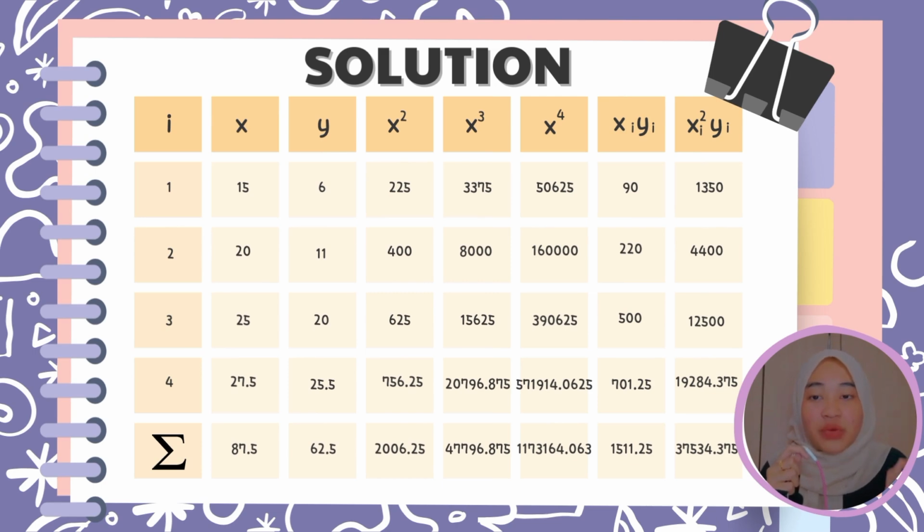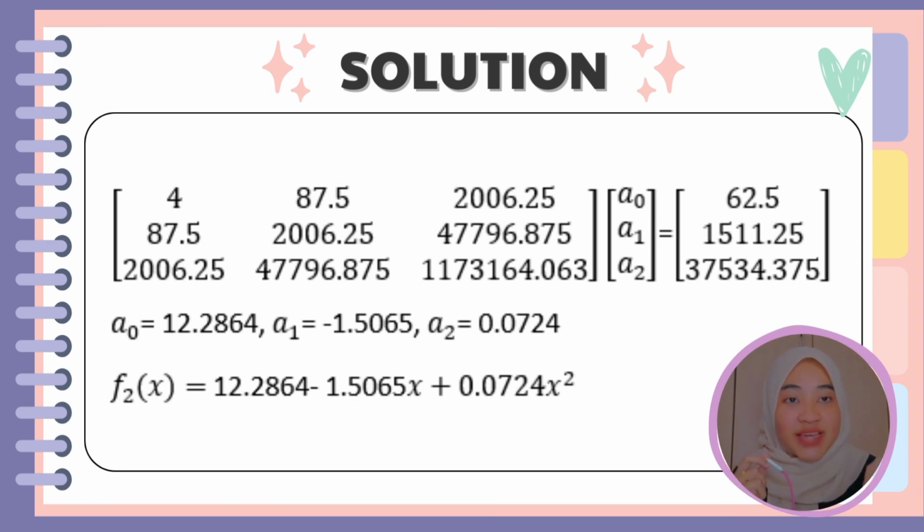Moving on. We will continue with another 4 pairs of coordinate points to find our second equation of the curve. We use the same method as before. We find the summation values of x, y, x squared, x cubed, x to the power of 4, xy, and x squared y. Therefore, our second equation is 12.2864 minus 1.5065x plus 0.0724x squared.